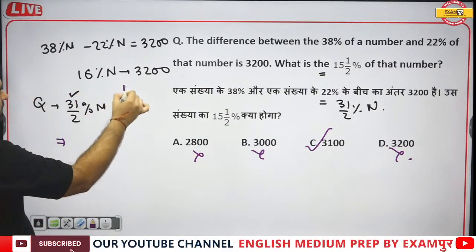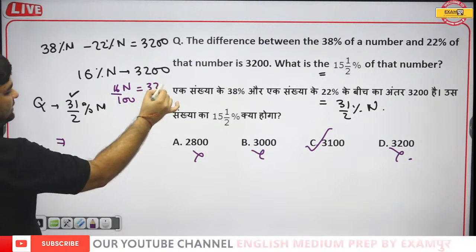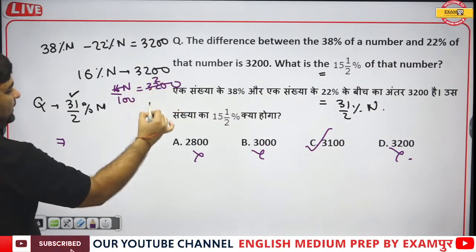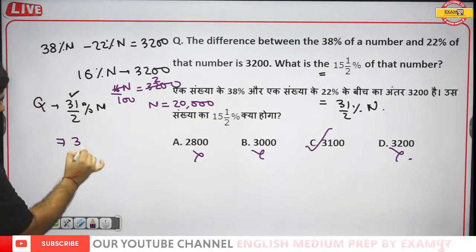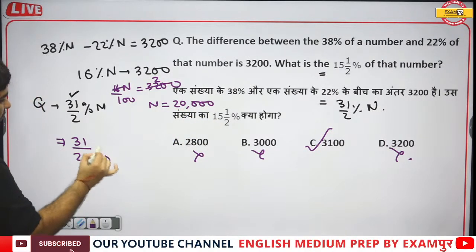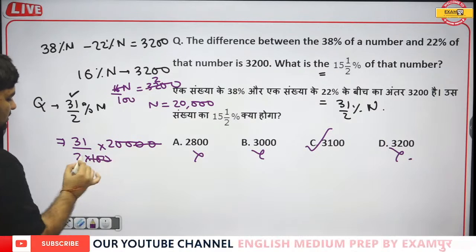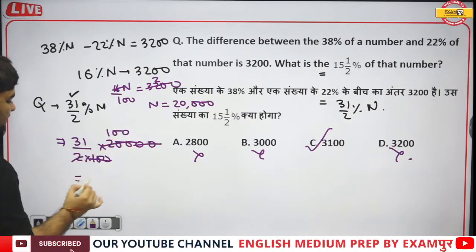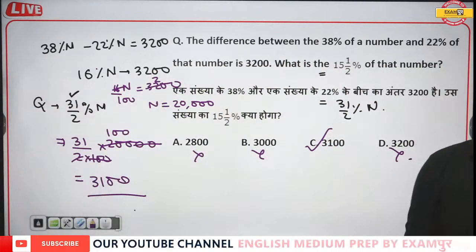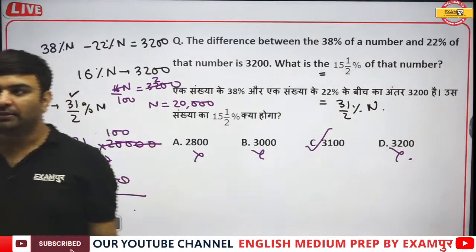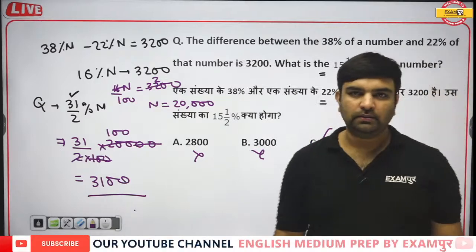find out the number. So number is 3200 over 16 by 100, which is 20,000. So 31 by 2% of 20,000 we can find out very easily. 3,100. Both solutions clear, guys? Complete as well as the number as well?